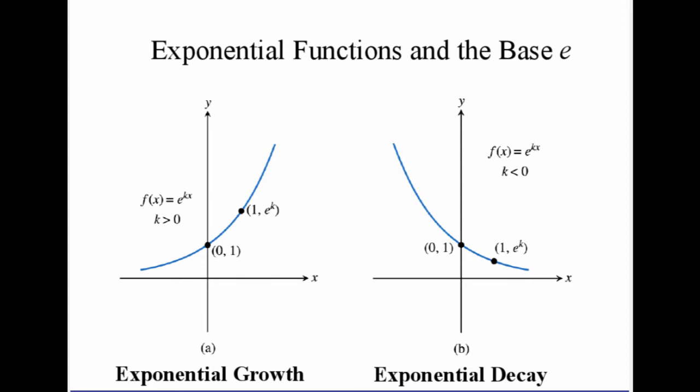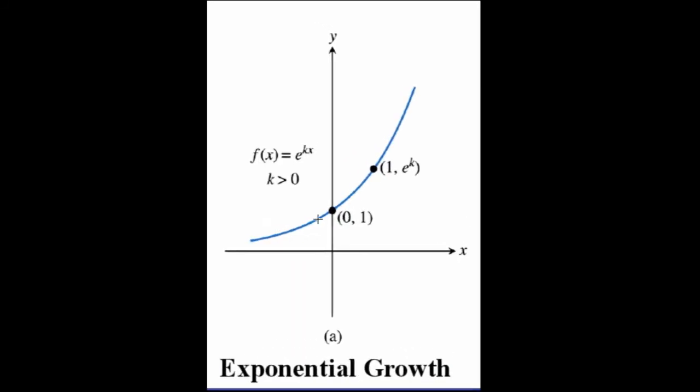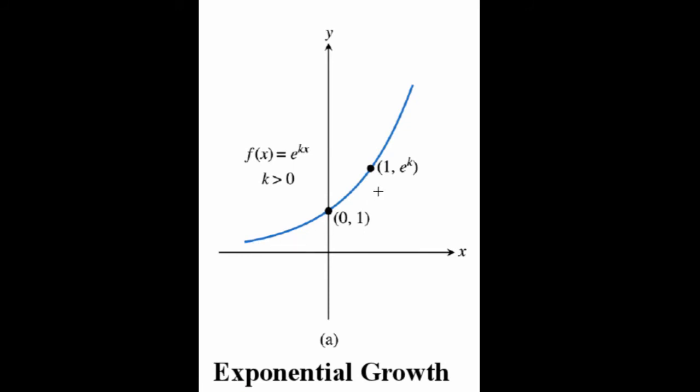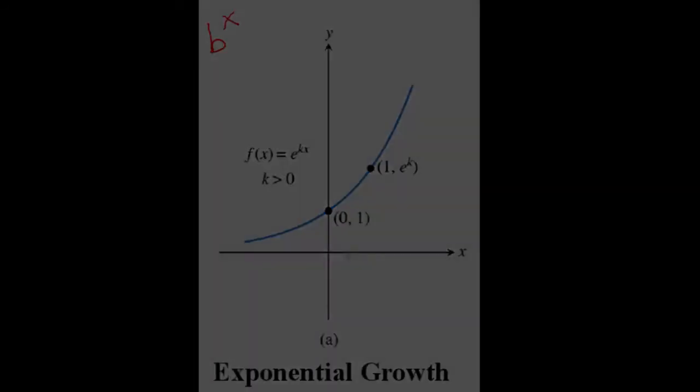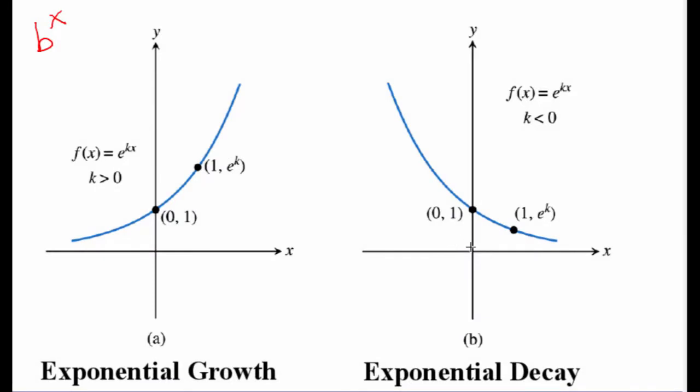So let's take a look at the graphs. Here's the graph of an exponential growth function on the left. We are going to have a value of (0, 1). Anytime we have b to the x, this common point (0, 1) will always be on that curve. And if we look at the decay, this time where k is less than 0, so k is a negative value, then really this is going to be 1 over e to the x.